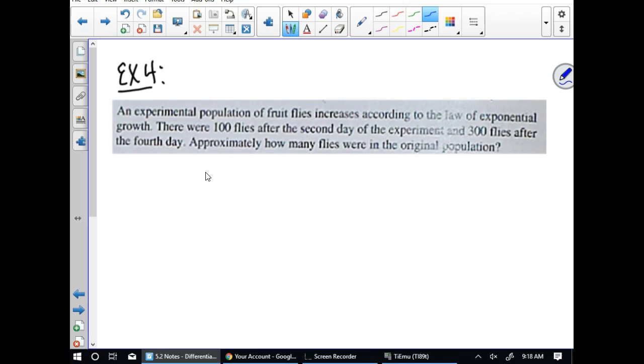So radioactive decay is definitely one area this can apply. Another thing that you look at really often is exponential growth of populations. So example 4 has an experimental population of fruit flies.